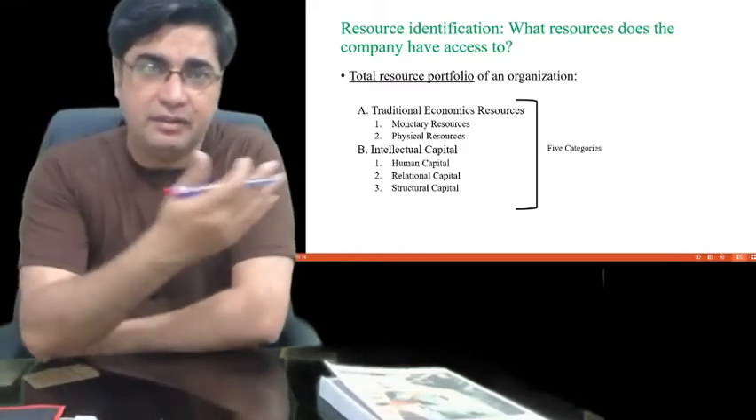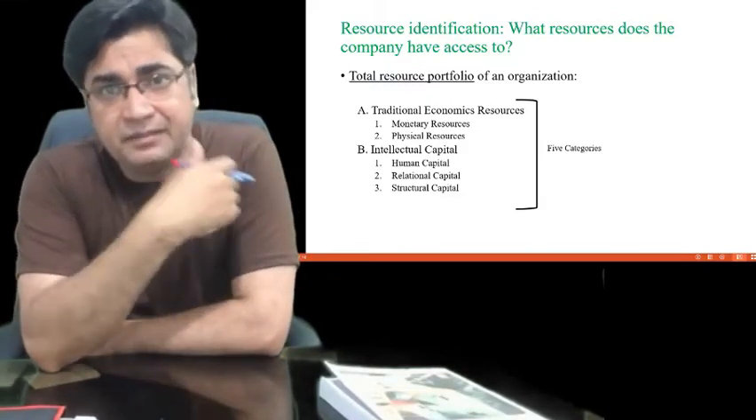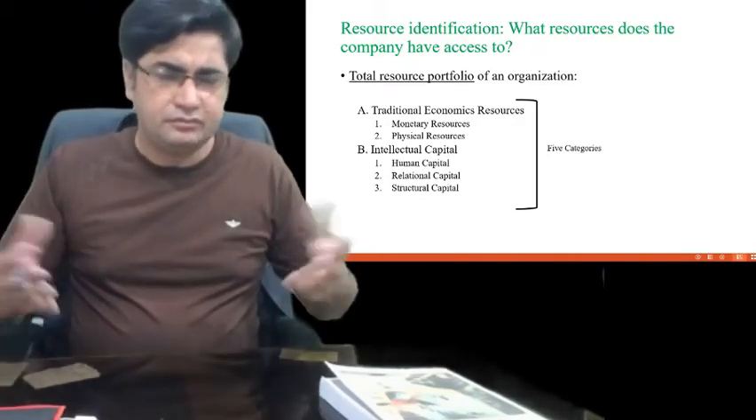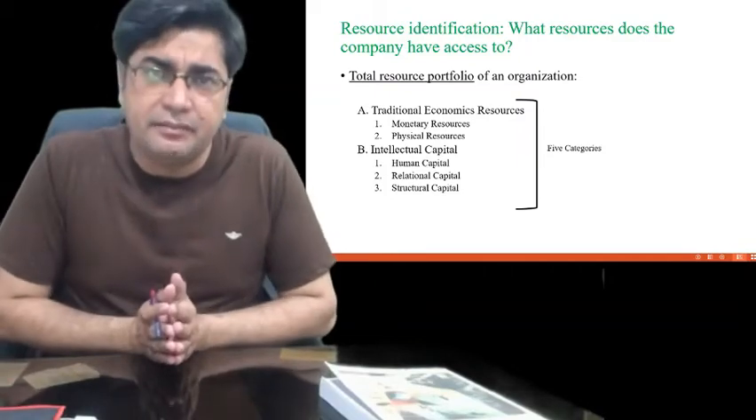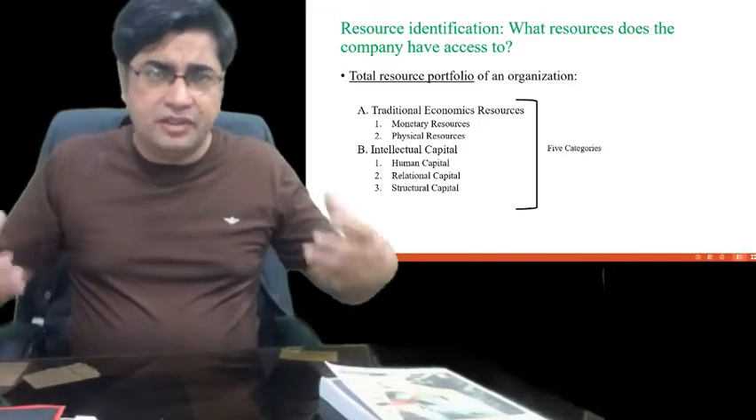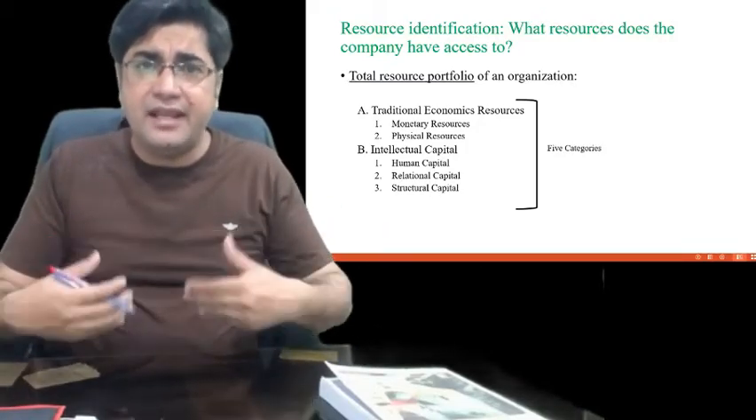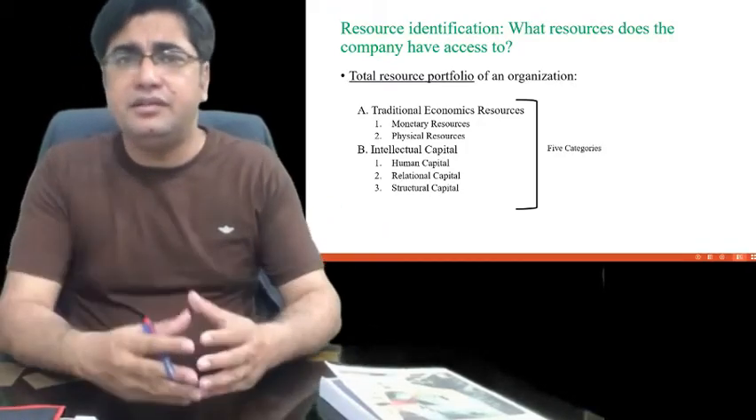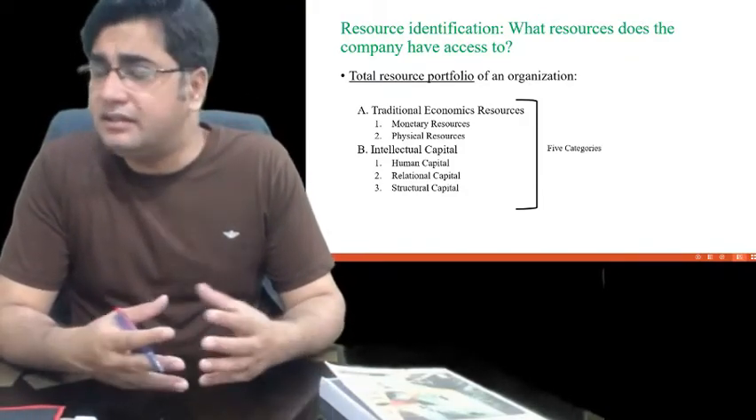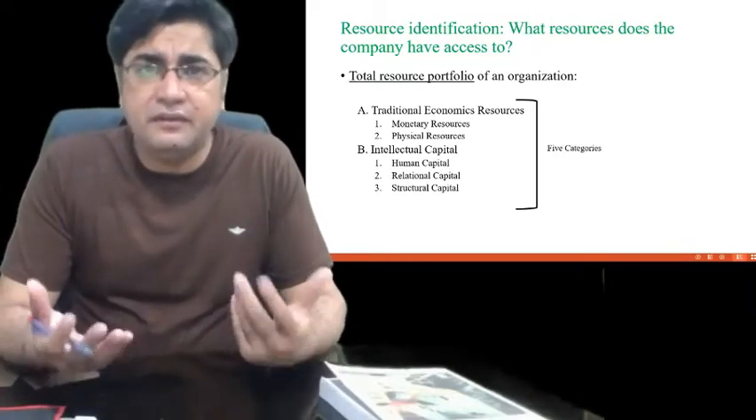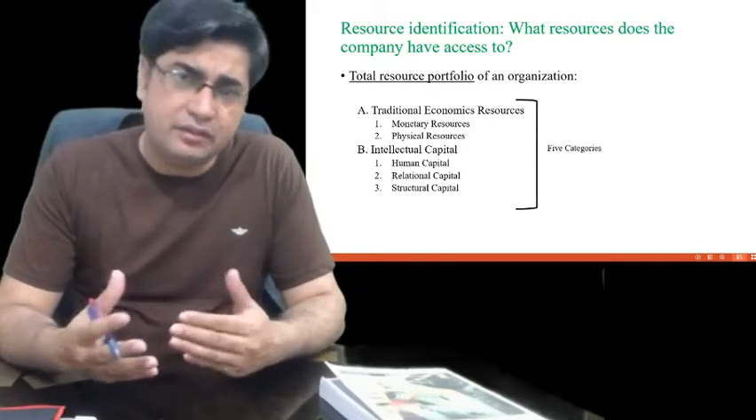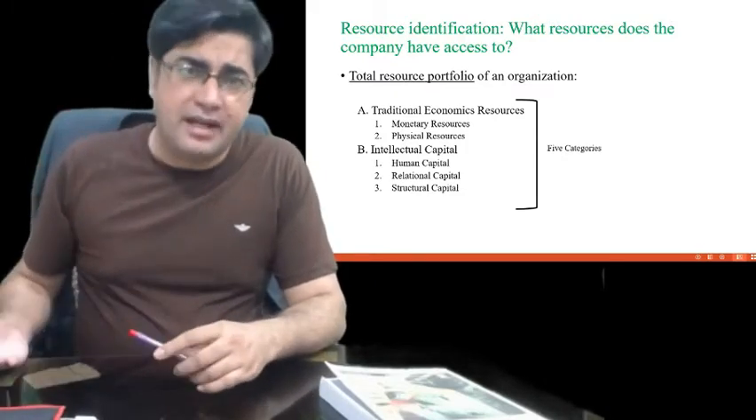You can see on the slides that traditional economic resources are the physical resources. Obviously, it includes the machinery, the buildings, all the physical resources or the assets of an organization, as well as monetary resources like the bank balance, the equity, the financial stability of the organization and all that. So these are called the traditional economic resources of an organization, which are also called tangible resources.